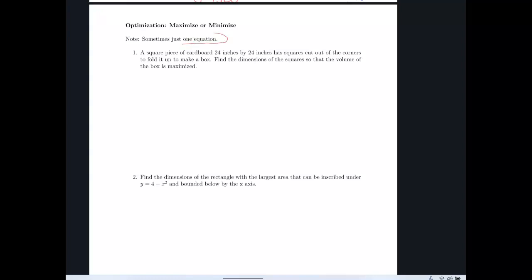So sometimes we don't have a constraint, we just have one equation. So let's look at this. I know you've seen something like this in pre-calculus many, many times. If I take a square piece of cardboard that's 24 by 24, then I'm going to cut out squares out of the corners. So I'm going to take these squares out of the corners. Then I want to find what's going to maximize the volume, right?